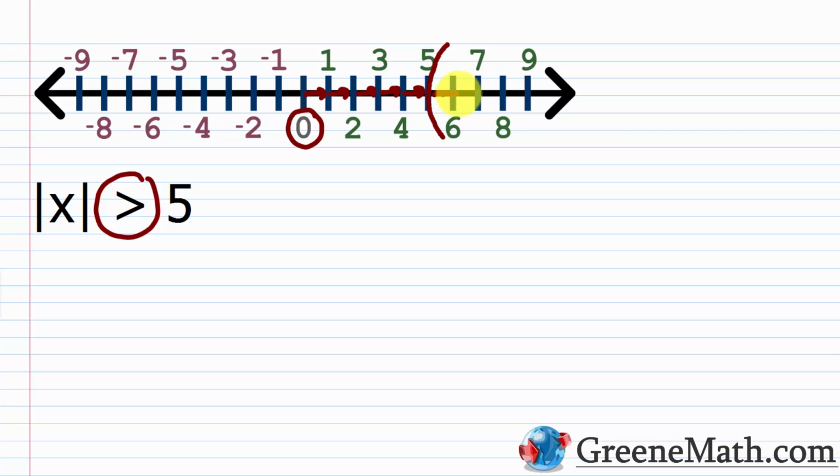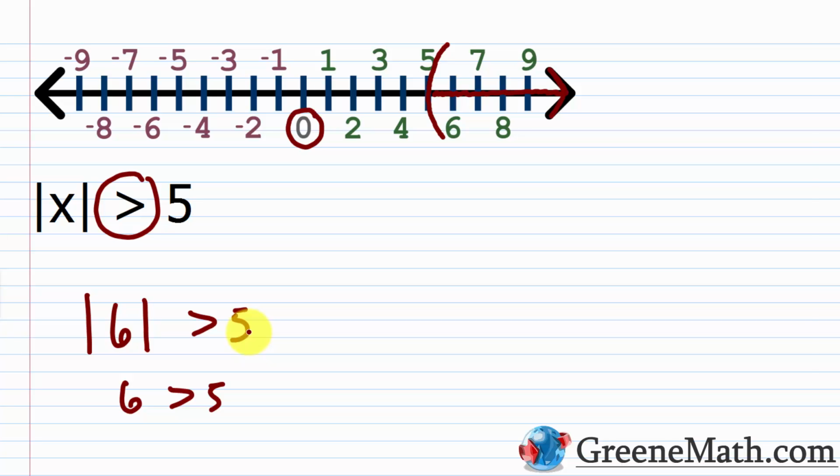And I want to shade everything to the right here because that would be part of my solution, right? So if I plugged in a 6 there, absolute value of 6 is 6. 6 would be greater than 5. That's true, okay? So that would work. If I plugged in an 8, the absolute value of 8 is 8. 8 is greater than 5. That's true. So any number larger than 5 would work. That's pretty obvious. Everybody gets that.